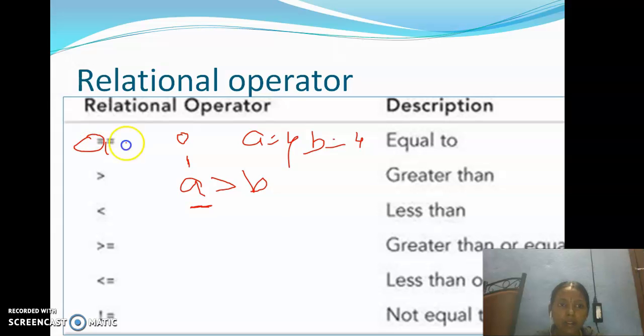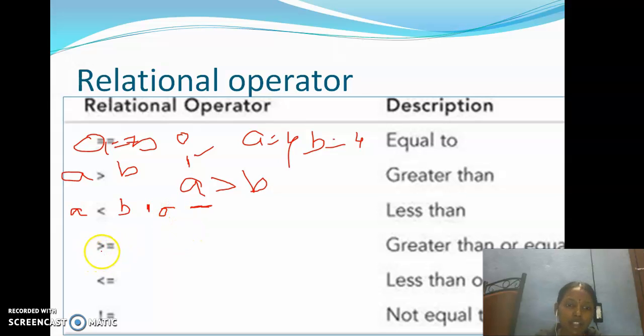Now what does equal to give? A double equals to B. That means the A value is compared with the B value. If both values are equal, then it will give the output as 1. Next, A greater than B means the value of A is greater than the value of B. Now A less than B means the value of A is less than the value of B. If this condition is true, it returns 1. Otherwise, it returns 0.